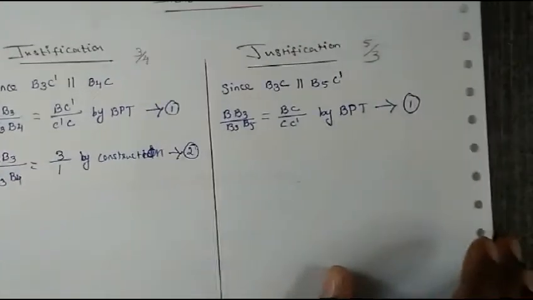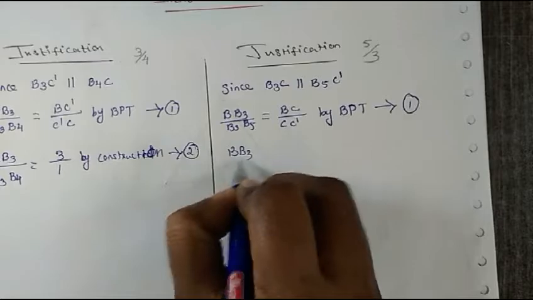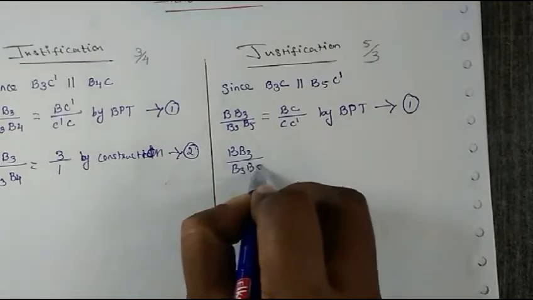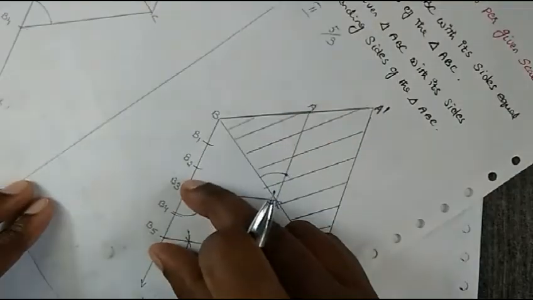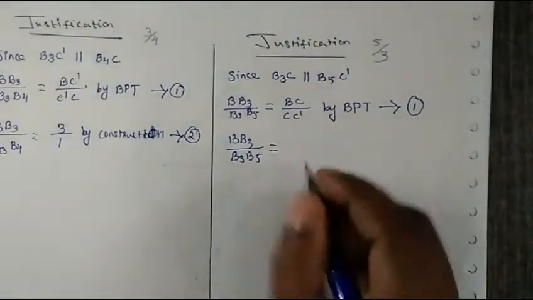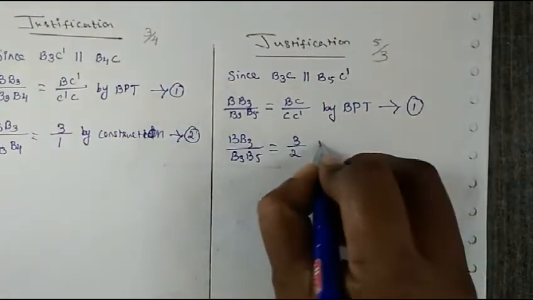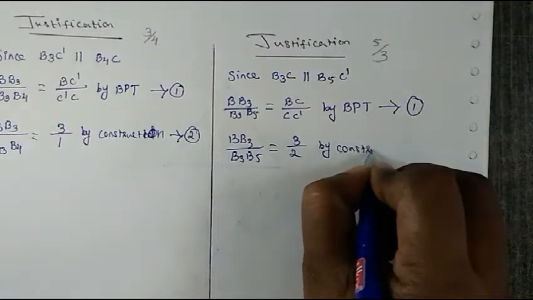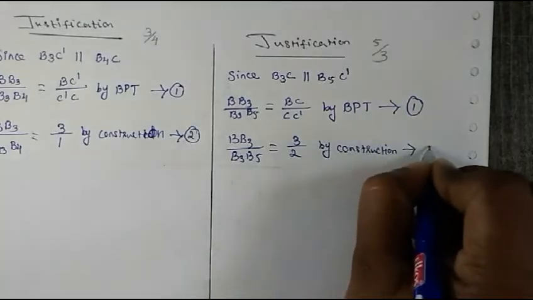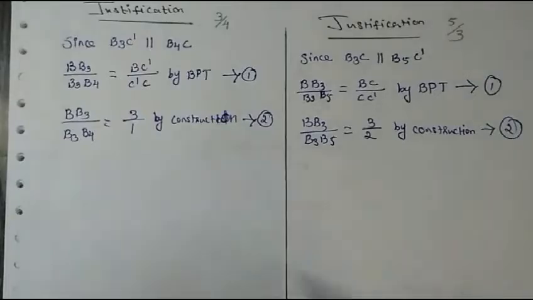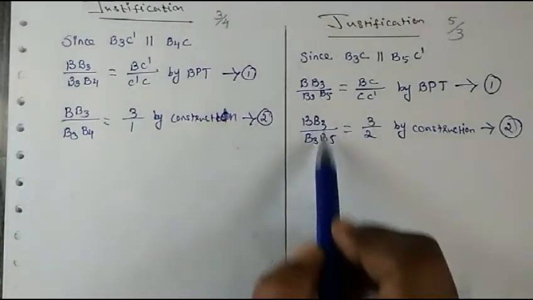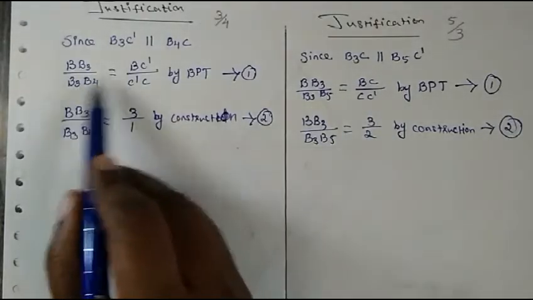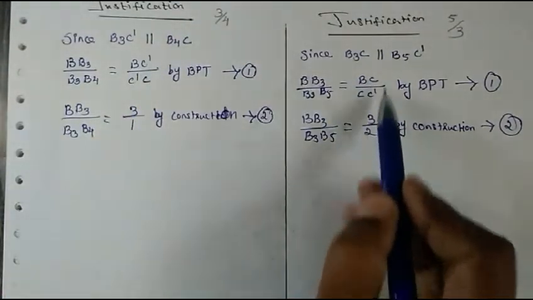Same way you can say here also, it is equal to how many parts? Here how many parts do we have? 3 parts. Here 2 parts. So 3 parts and 2 parts by construction. Okay, equation 2. So now look, this is the same thing. So they are equal to this. So same way this same thing is equal to this. So if they are equal, then these two will in turn be equal to each other.